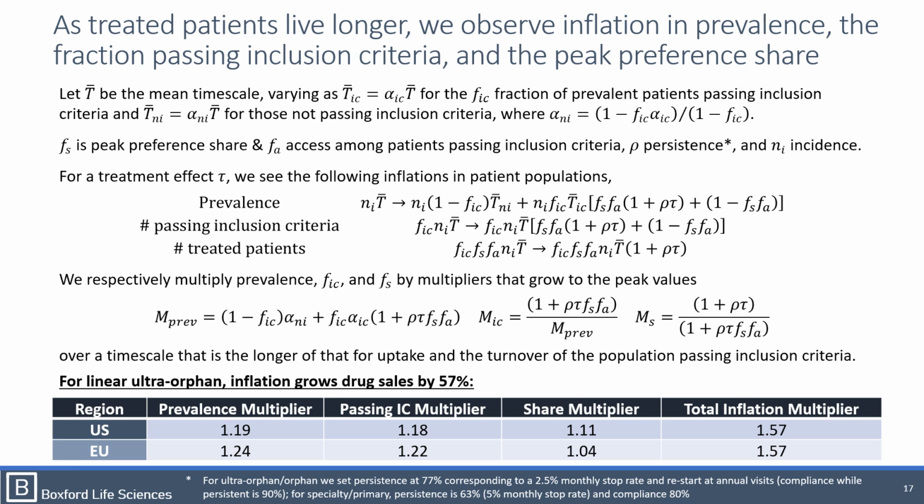These multipliers grow to these peaks over a time scale that's the longer of uptake or the turnover of the population that passes inclusion criteria. If we look at the net effects for linear ultra-orphan at the bottom, we see in each of these areas an increase in prevalence, an increase in the fraction passing inclusion criteria, and an increase in peak preference share, and it yields in total about a 57% increase in sales due to all these inflationary effects. And so that's quite significant. It's a smaller value if we're looking at primary, where the treatment effect is smaller, but it is something that we definitely need to consider when we forecast the economic value of these drugs.